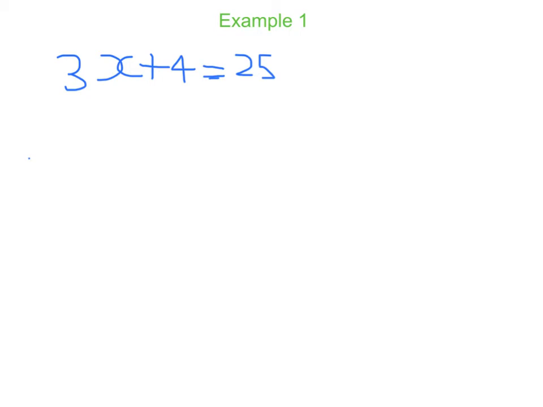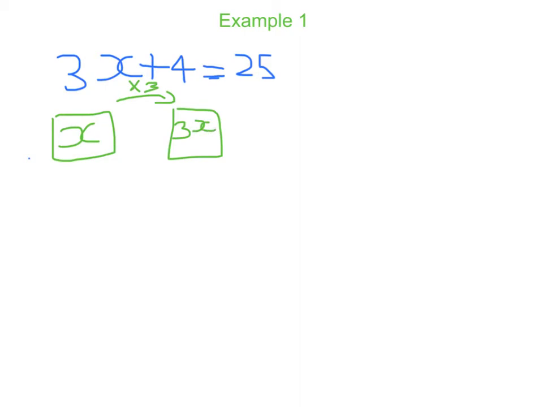Now we're here with example 1: 3x plus 4 equals 25. So now here we want to find out x. And the way to do that is you write x, put a box. Now we see what's happening to the x. It's being multiplied by 3. So put another box, put an arrow, put a multiplication sign by 3, so that equals 3x.